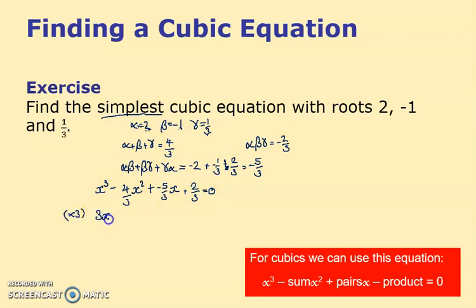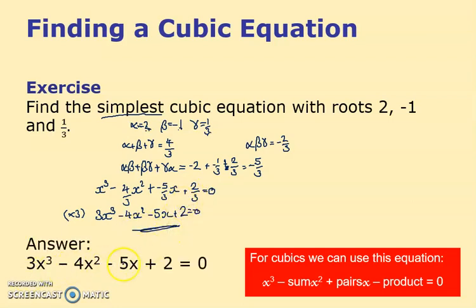And I think the answer is going to be 3x cubed. That's the only one that's going to have a number in front of it. If I do minus 4/3 times by 3, I just become minus 4x squared minus the 5x plus 2 equals 0. Just checking, yes, that's perfect.